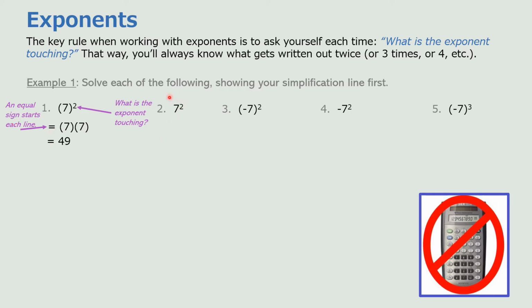Let's look at the next one there. How is this one different from this one? What is the exponent touching? In this case, the exponent 2 is touching a 7. That means a 7 is going to be written out. That's what this is saying up here. That way you'll always know it gets written out twice. So the 7 gets written out twice. Now we don't write 77, we write 7 times 7.